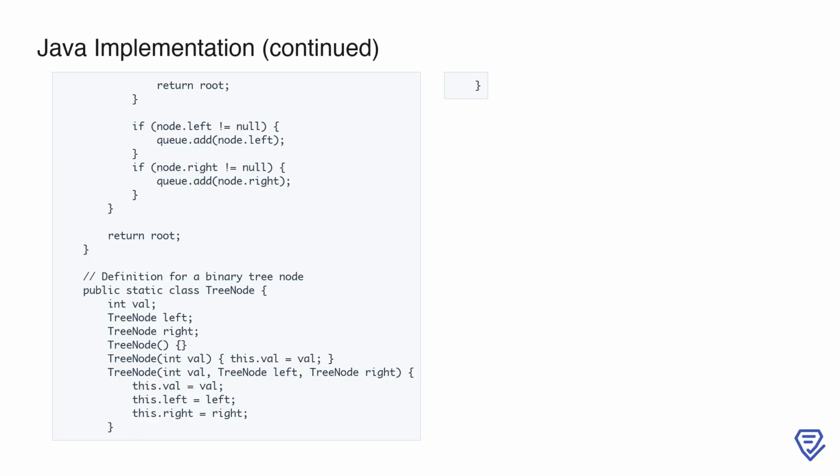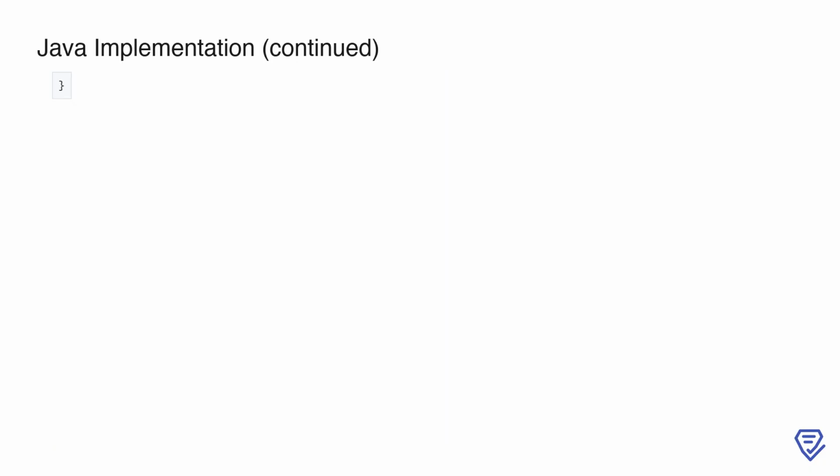Finally, we include the definition for the TreeNode class, which represents the structure of each node in the binary tree. The TreeNode class includes 3 fields: an integer value val, and 2 pointers left and right that reference the left and right children respectively. We provide 3 constructors for flexibility: a default constructor, a constructor that initializes the node with a specific value, and a constructor that initializes the value and both child pointers. This class serves as the building block for the binary tree and is essential for implementing the solution.